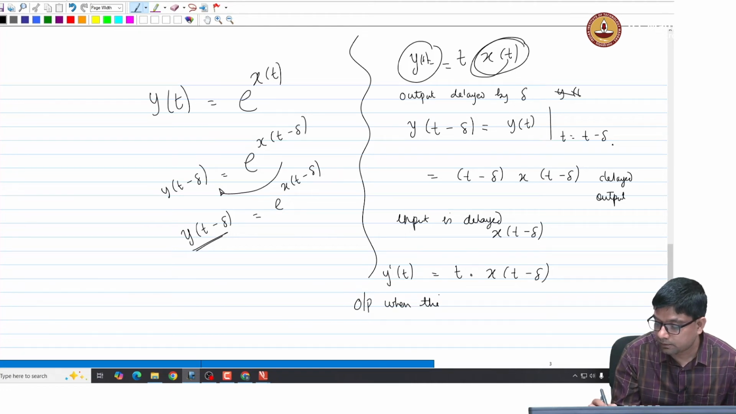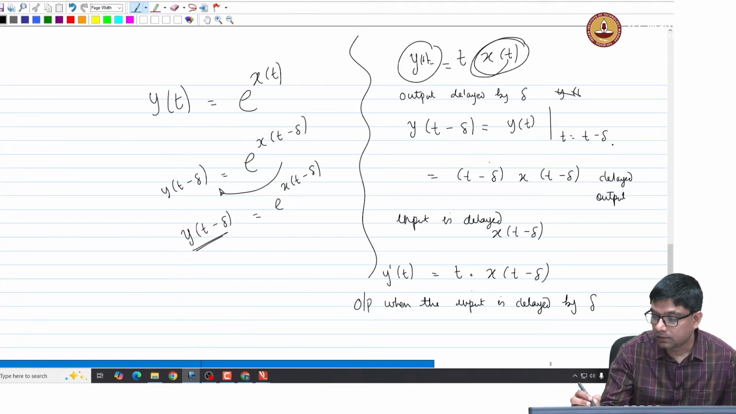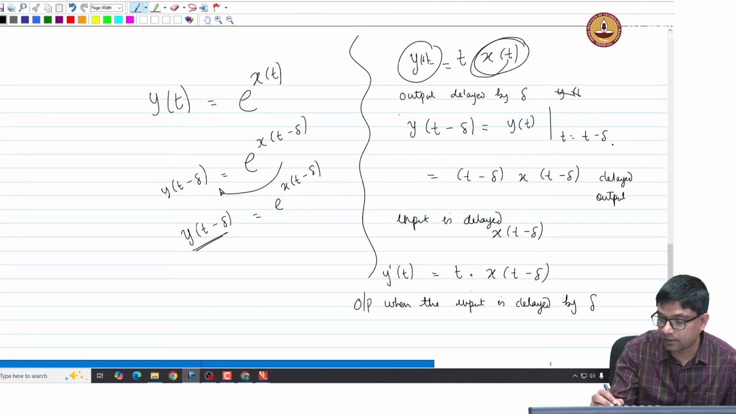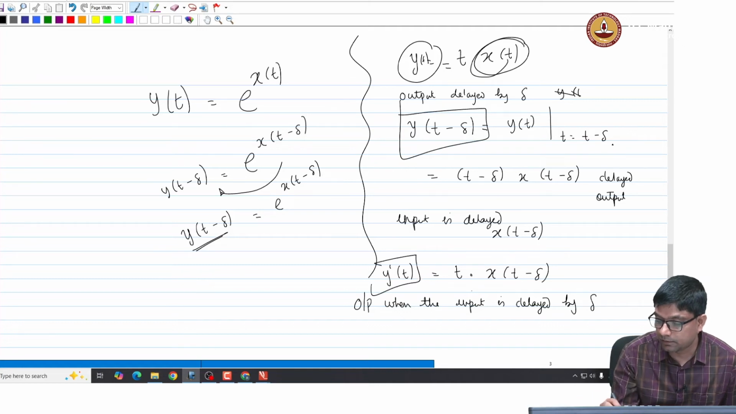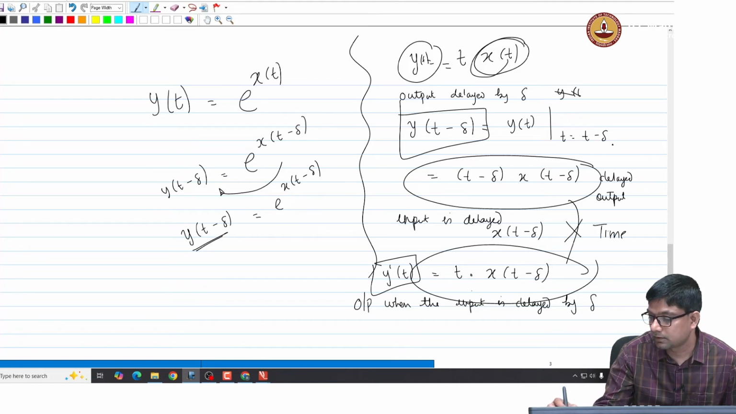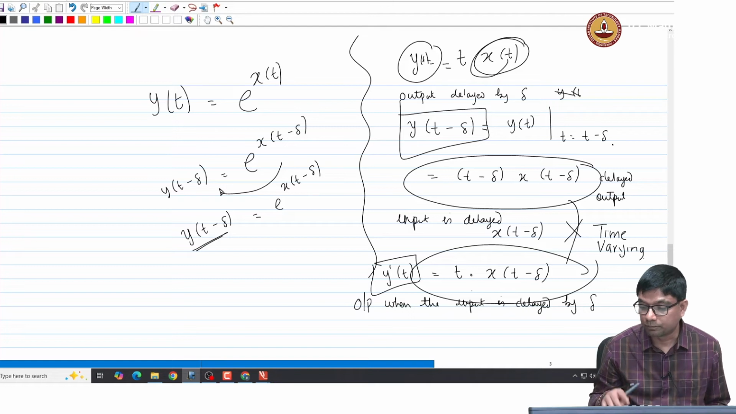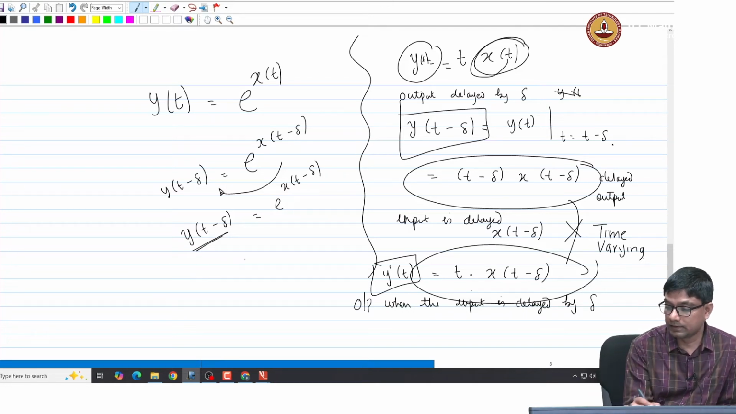This is the output when the input is delayed by delta. Now for the system to be time invariant, this must be equal to this, and you see this is not equal to this, and therefore the system is time varying. And the first example can easily be seen to be time invariant.